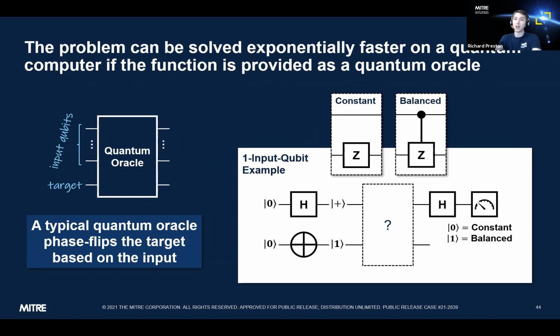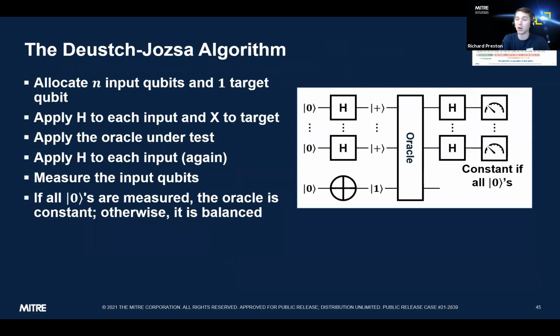Okay, so if you scale this up, you can apply what's called the Deutsch-Jozsa algorithm. This is a real quantum algorithm that does solve this problem, and you can demonstrate that in software, as we'll see later. The way this works is, first you have to assume you've been given this oracle. You're going to allocate n input qubits and 1 target qubit. However many input qubits you have, you also need a target. And then apply an H-gate to each input and an X-gate to the target.